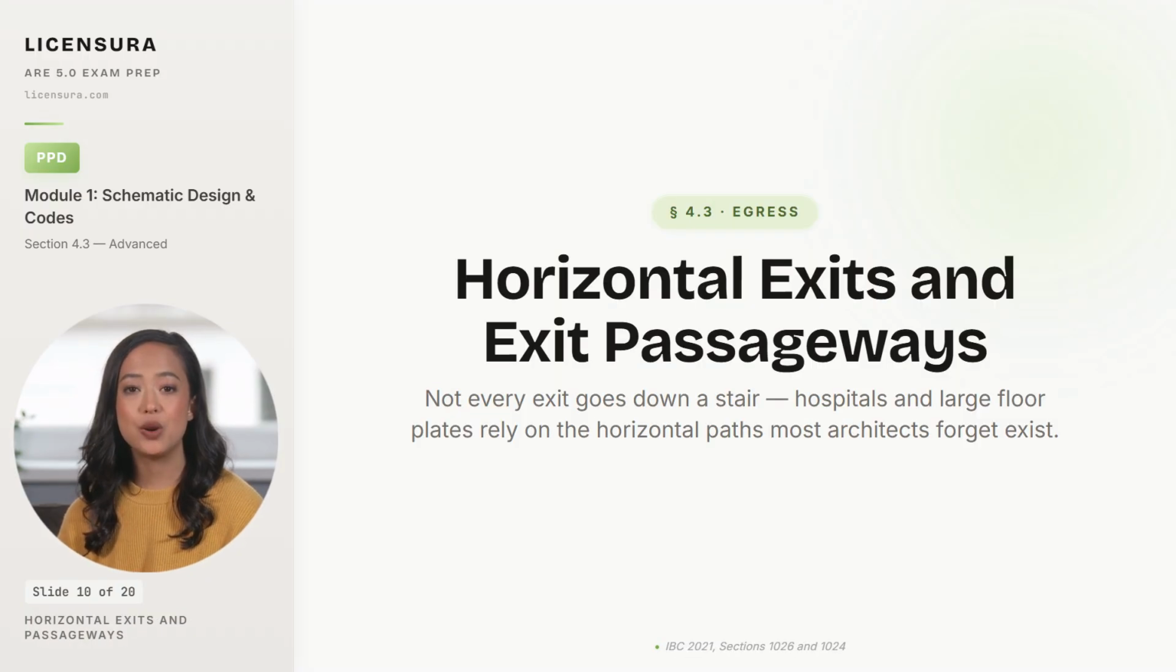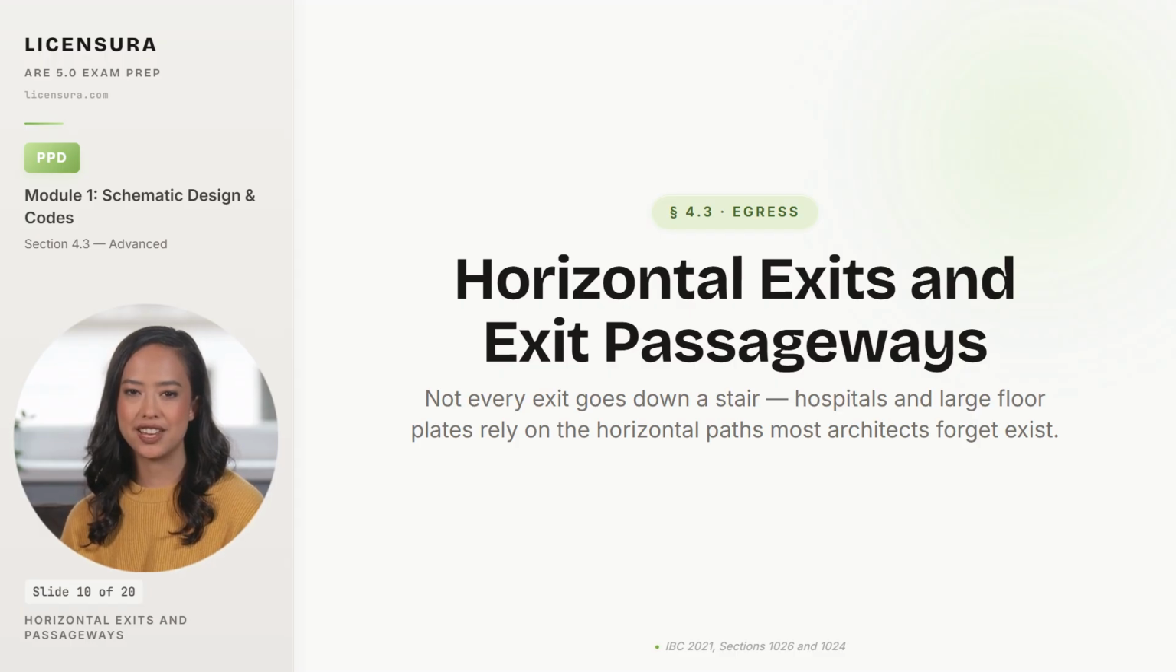Most architects equate exits with stairs, and most exit count failures on a permit set come from that single assumption. You can exit a building horizontally through a firewall into a separated compartment. Or you can extend an exit stair to a distant exterior door through a fire-rated passageway. And both moves count as legitimate exits under the IBC.